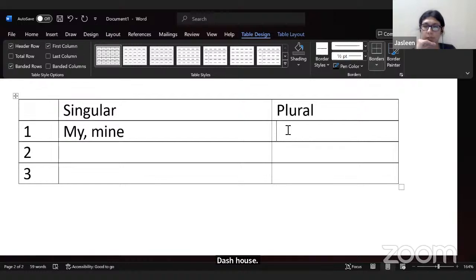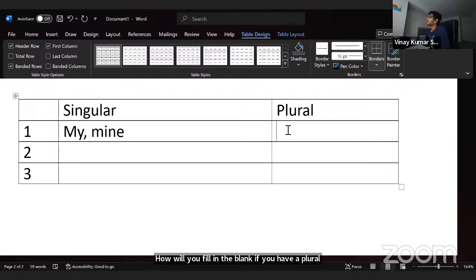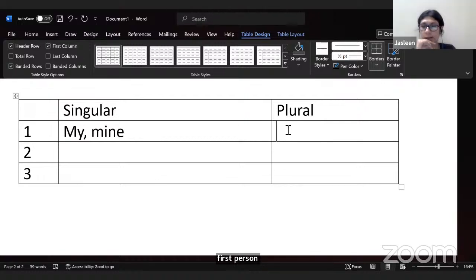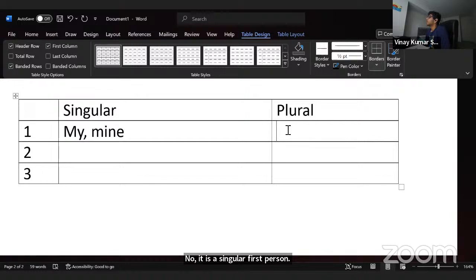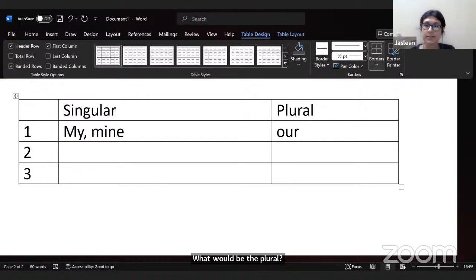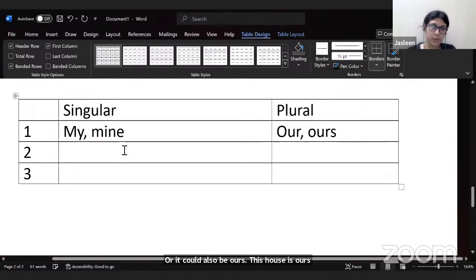If you have a plural first person, my house, no. It is a singular first person. What would be the plural? Our. Very good. So this is our house. Or it could also be ours. This house is ours. Now, what about singular second person?